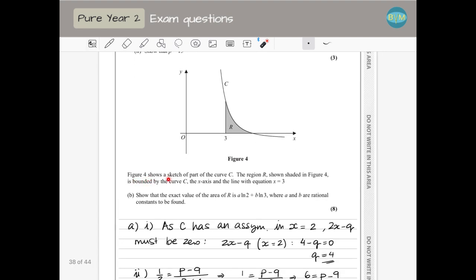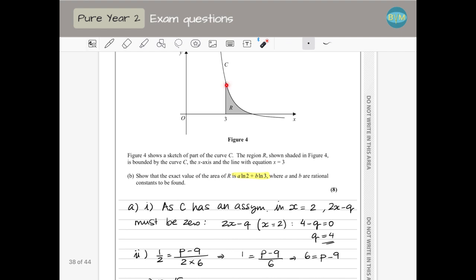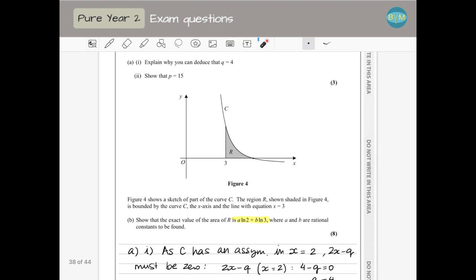Then Figure 4 shows a sketch of part of the curve C. Region R is this one here, bound by the curve, the x-axis, and the line with equation x equals 3. The exact value of the area is given in this form, and we have to find a and b. So to find this area, we need to find the limits of integration. What are we integrating between?